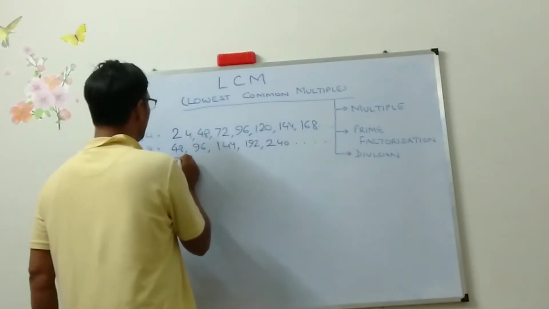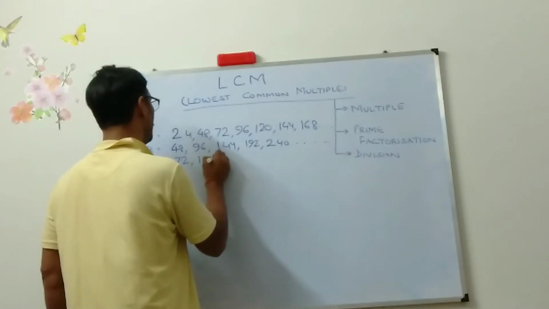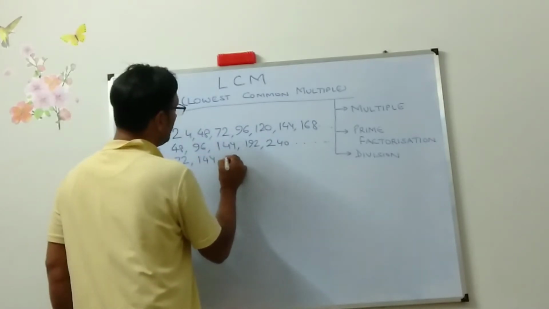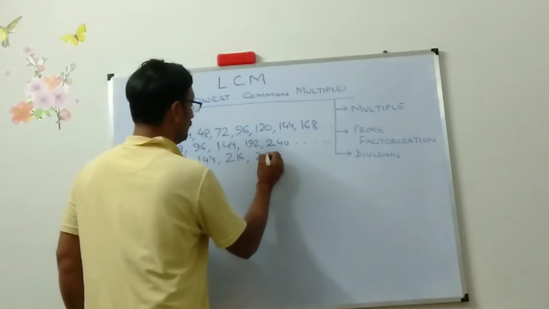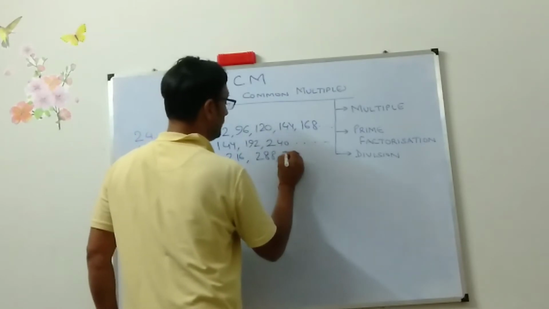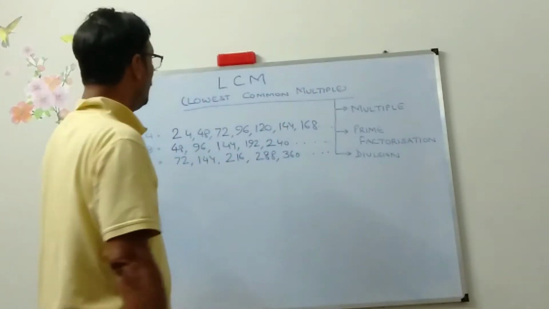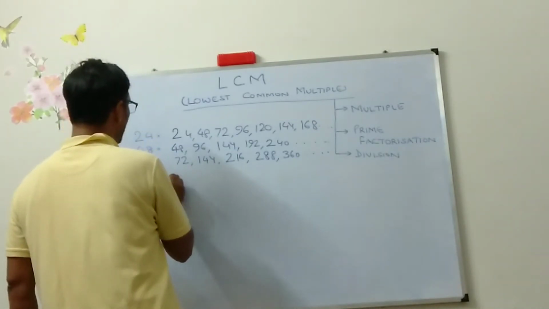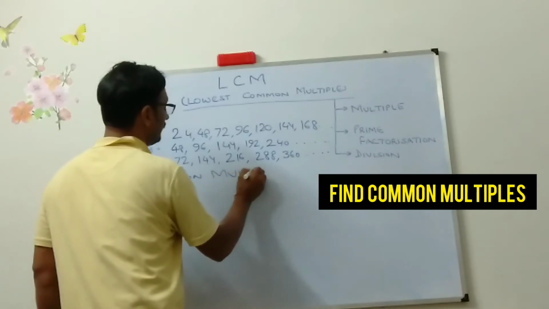Likewise 72 1s are 72, 72 2s are 144, 72 3s are 216, 72 4s are 288, 72 5s are 360. Like this you need to do. Now you need to find out common multiples.